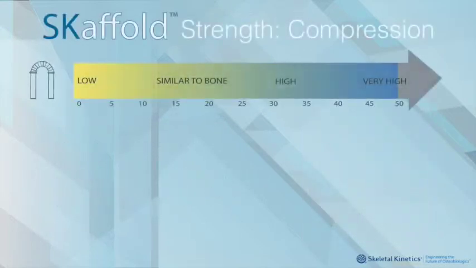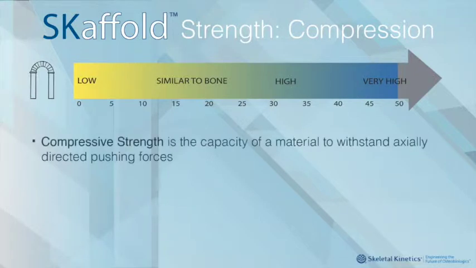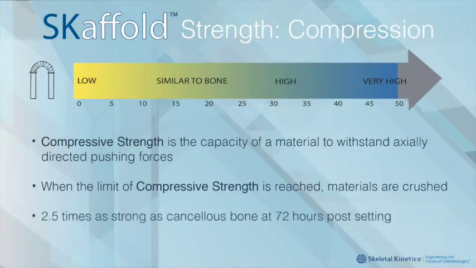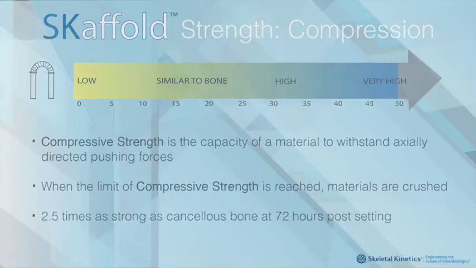When further breaking down the algorithm of SKaffold, we see structurally it has high compressive strength, upwards of 50 megapascals. Compressive strength is the measure or the capacity of a material to withstand axially directed forces. When the limit of compressive strength is reached, the materials are crushed. Hence, SKaffold would be crushed around 50 megapascals. Therefore, this product at a minimum is about 2.5 times as strong as cancellous bone once it is cured.